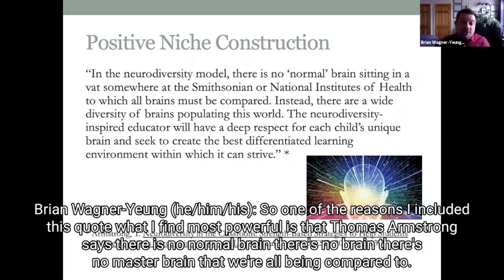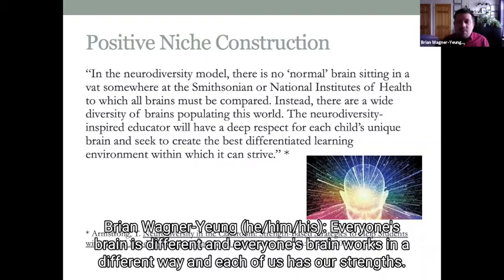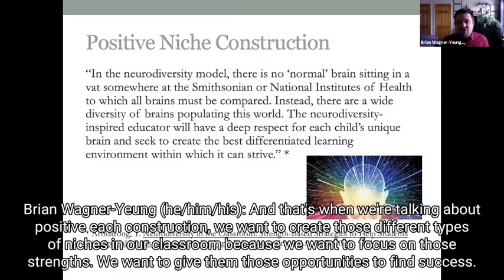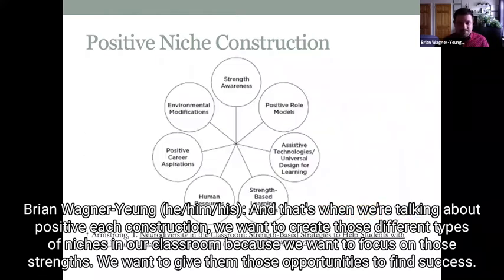One of the reasons I included this quote is that what I find most powerful is that Thomas Armstrong says there is no normal brain. There's no master brain that we're all being compared to. Everyone's brain is different and works in a different way, and each of us has our strengths. And that's what we mean when we're talking about positive niche construction. We want to create those different types of niches in our classroom because we want to focus on those strengths. We want to give them those opportunities to find success.